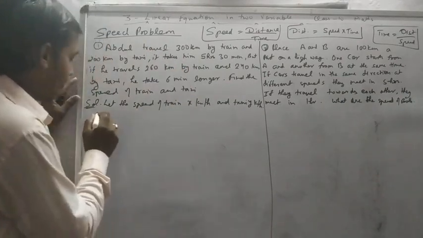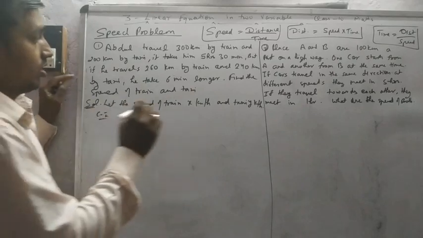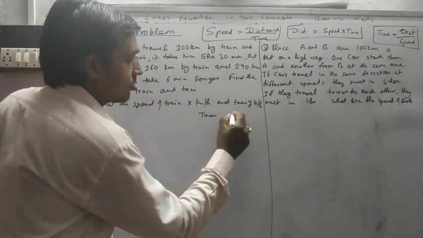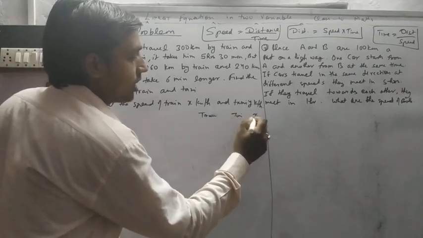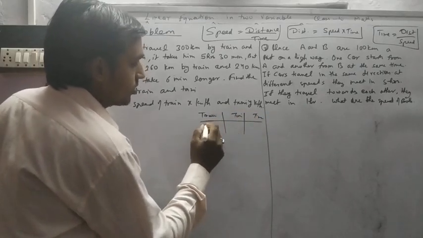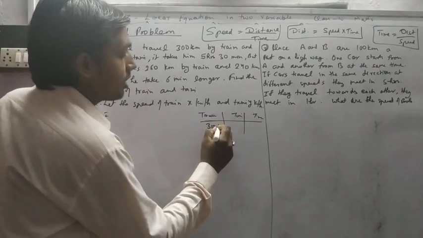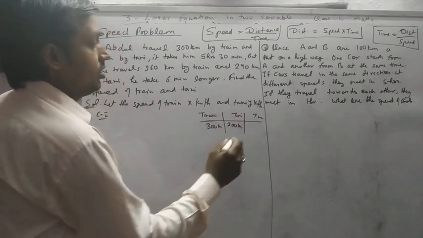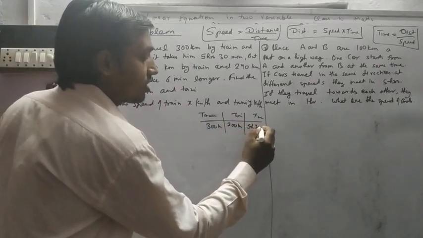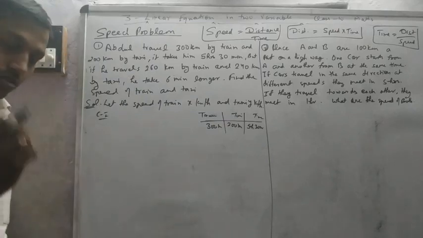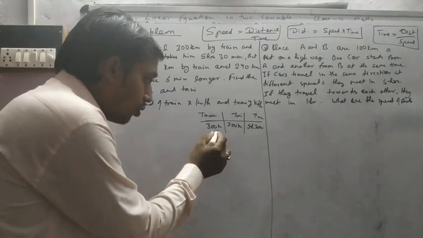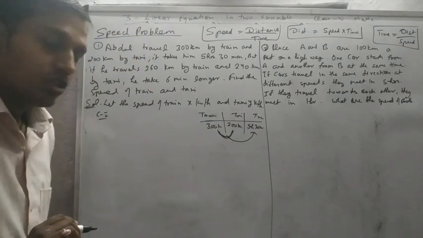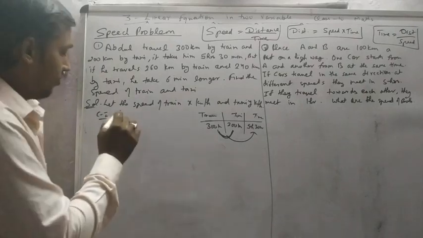What's the first case? Train and taxi time: 300 km by train, 200 km by taxi, 5 hours 30 minutes. So it means both times make 5 hours 30 minutes. So you make the equation first.